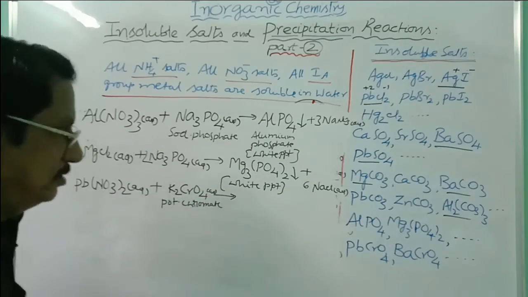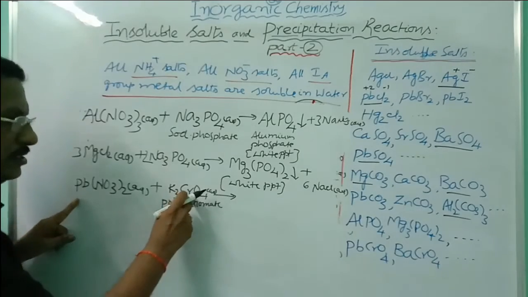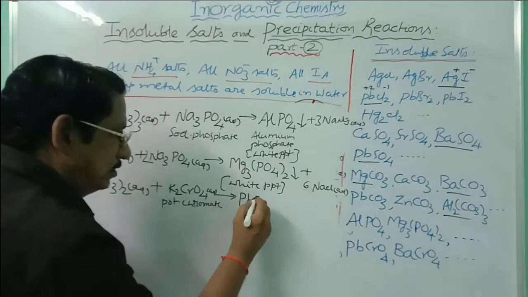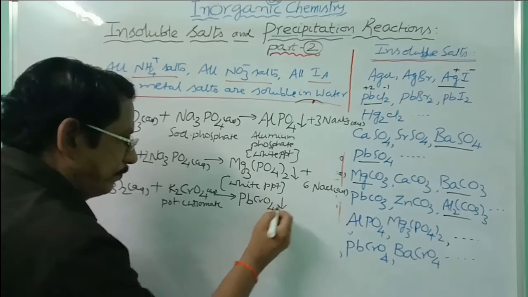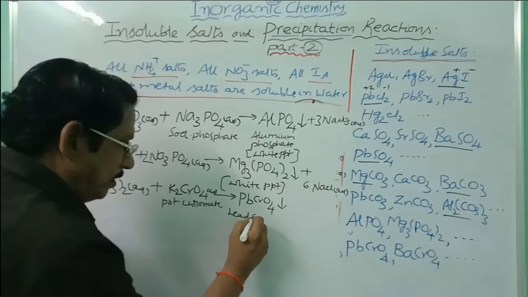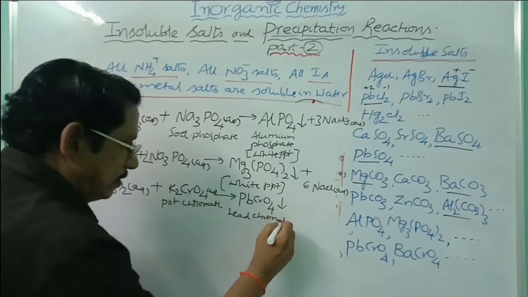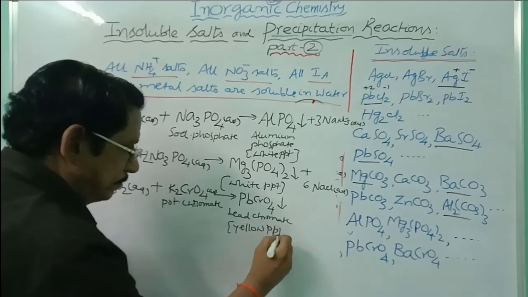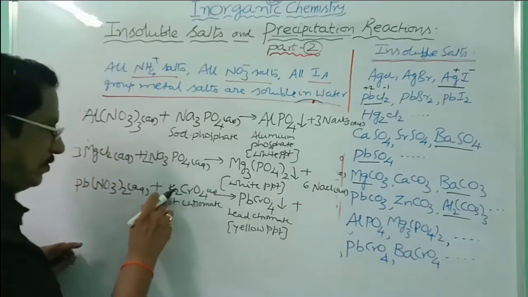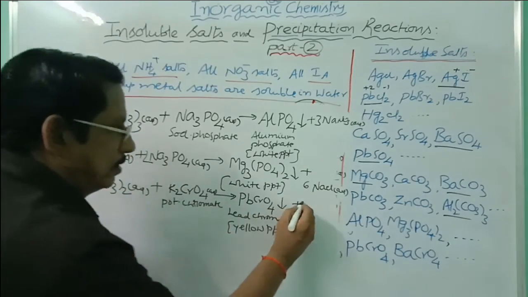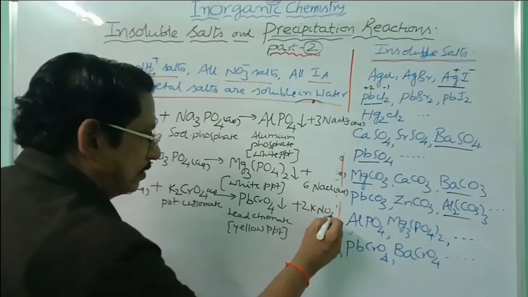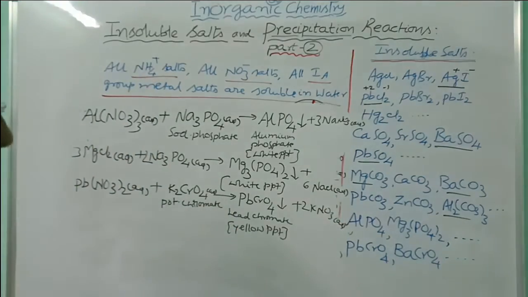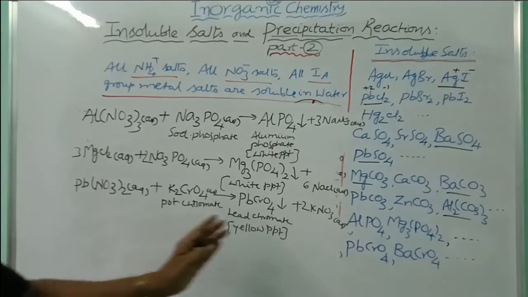When these two are combined, lead ion combines with chromate ion, lead +2, CrO4 -2, direct combination, PbCrO4. This is lead chromate, yellow precipitate, plus other one remains 2K, 2NO3, 2KNO3, aqua, it remains in aqua. So that is the lead chromate precipitate reaction. All these are double decomposition.